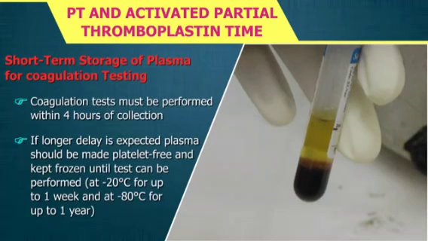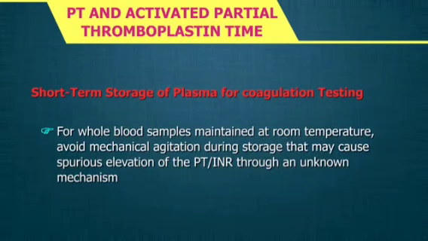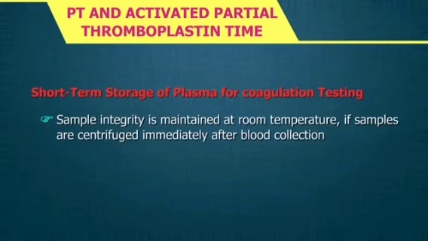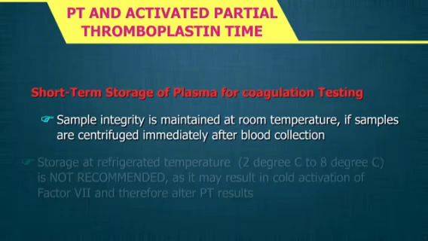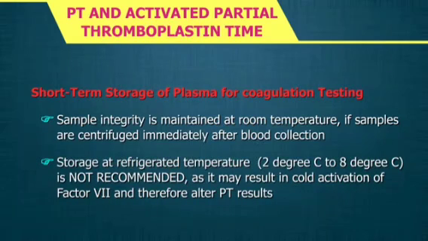to 1 week and at minus 80 degrees centigrade for up to 1 year. For whole blood samples maintained at room temperature, avoid mechanical agitation during storage, which may cause spurious elevation of the PT or INR through an unknown mechanism. Sample integrity is maintained at room temperature if samples are centrifuged immediately after blood collection. Storage at refrigerated temperature, 2 to 8 degrees Celsius, is not recommended, as it may result in cold activation of factor 7 and therefore alter the PT results.